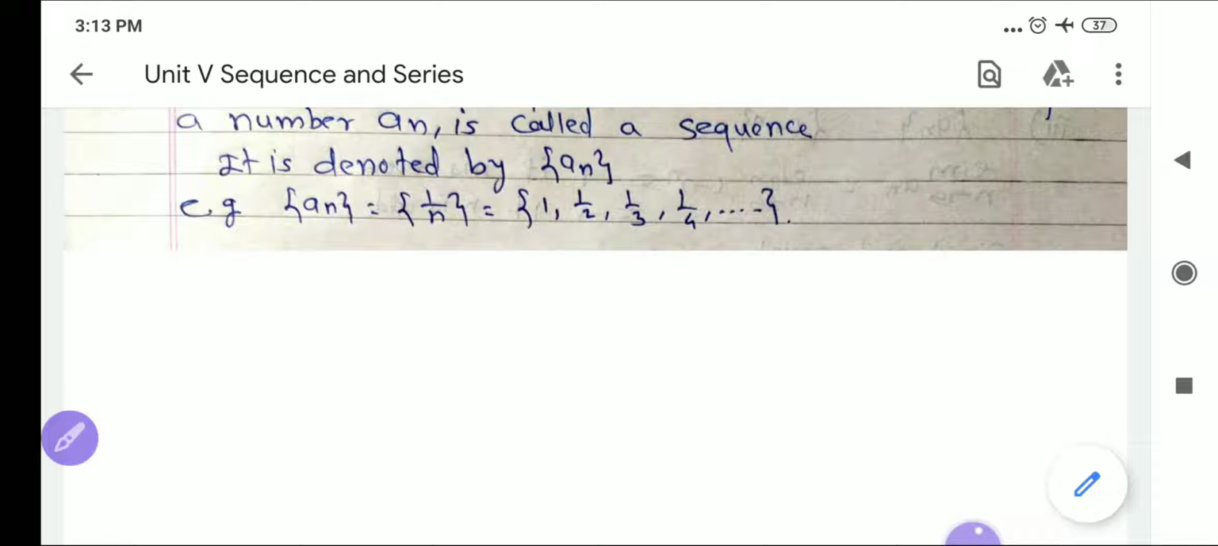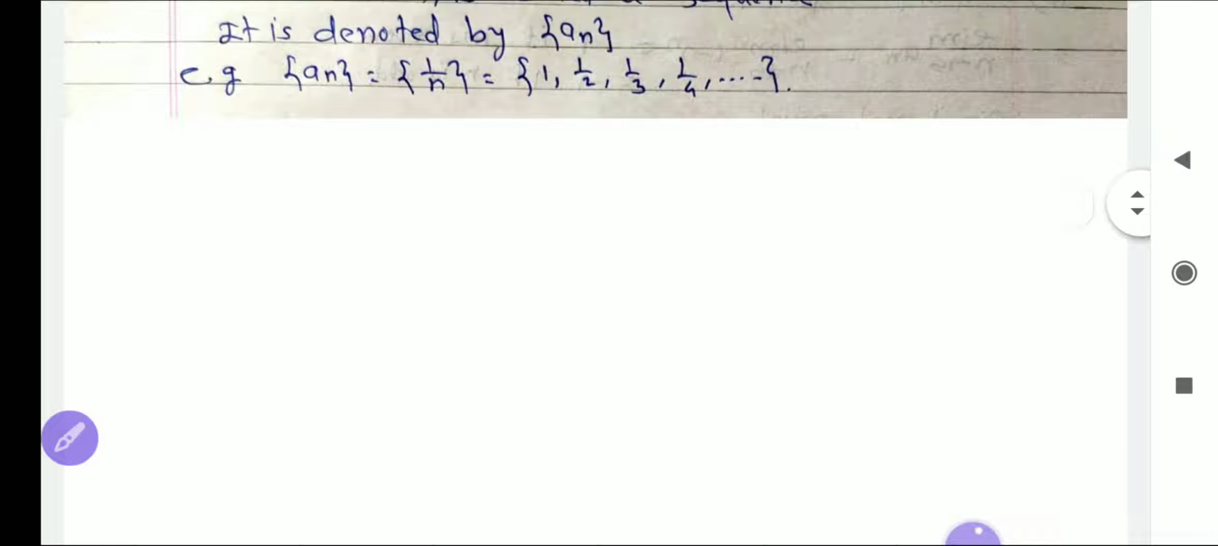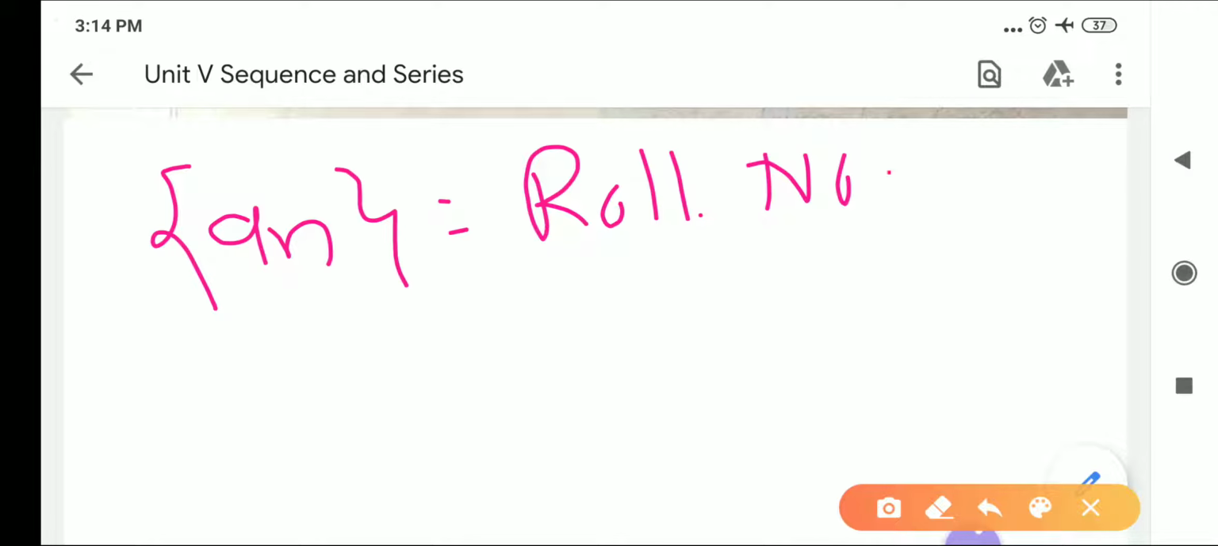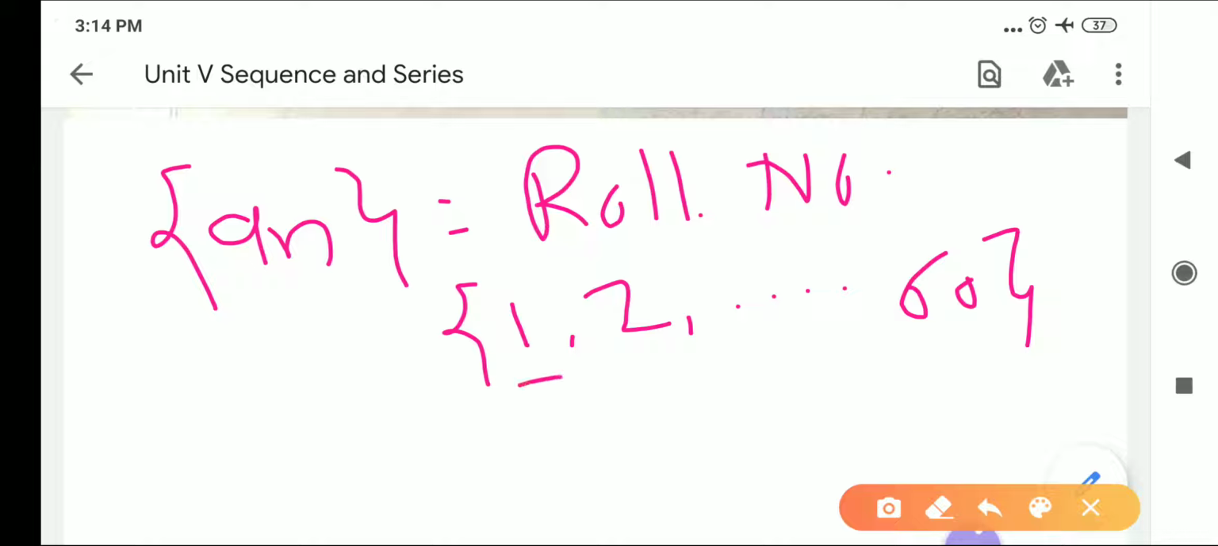If you take another example of a sequence, suppose sequence an is equal to your roll numbers. How do we write it here? a1 is the first roll number 1, a2 is roll number 2, and so on up to roll number 60. So this is one sequence. This sequence is a finite sequence because we can count the number of elements here. This sequence starts from 1 to 60 sequentially, so it is called a finite sequence.